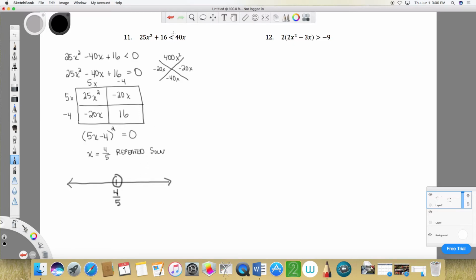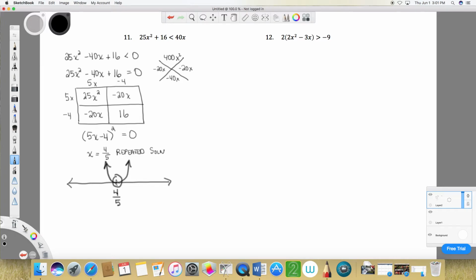So again, I look at the original inequality, and since it was strictly less than 0, I leave this hollow. Well, now I have to think about this parabola. 25 is positive, so I know this parabola opens upward, and I know that it does come down and touches the x-axis at 4/5. That's the vertex.